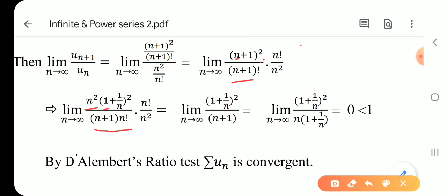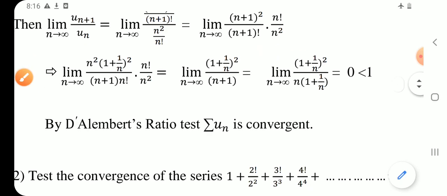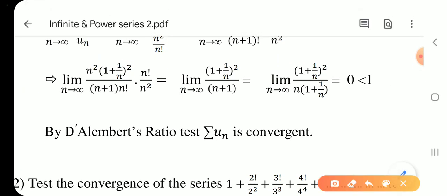To understand this, look here. 4 factorial can be written as 4 into 3 factorial. It is the same. Similarly, n plus 1 factorial can be written as n plus 1 into n factorial. 4 I have written as it is and I have taken 1 less, 3 factorial. Similarly here n plus 1 factorial I have written as n plus 1 into n factorial. The next term I have written as it is.